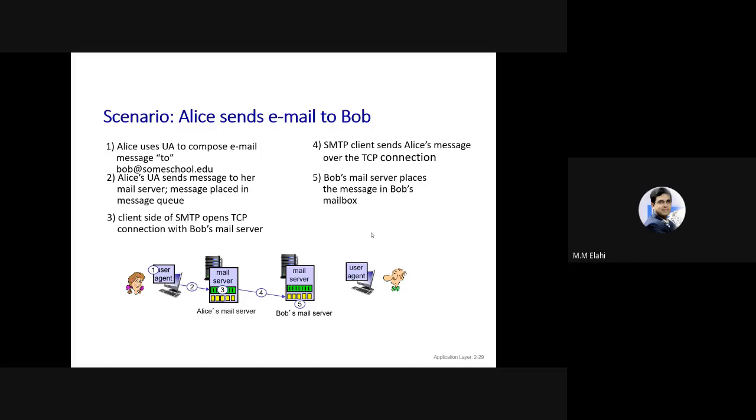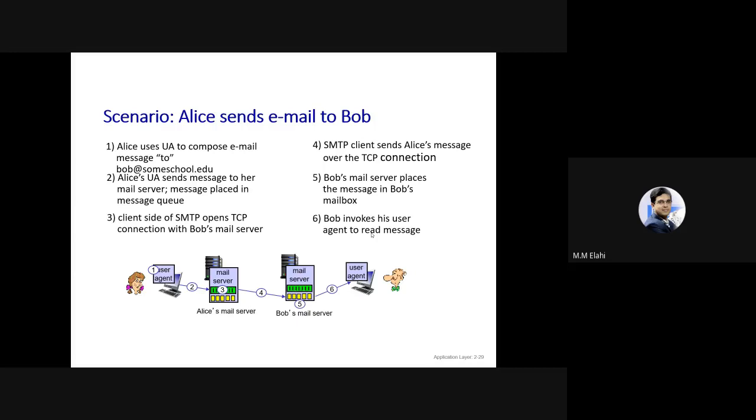Bob's mail server cannot ensure the message goes to the user agent because the user agent PC may be offline. It depends on when Bob goes online. So up to this point, step 5, SMTP can work, forwarding the mail. But when the mail is inside Bob's mailbox, it is Bob's responsibility to log in and then receive the mails. So this is the last part.